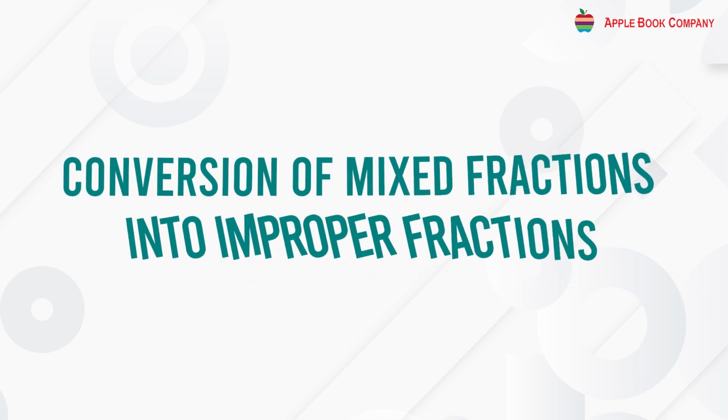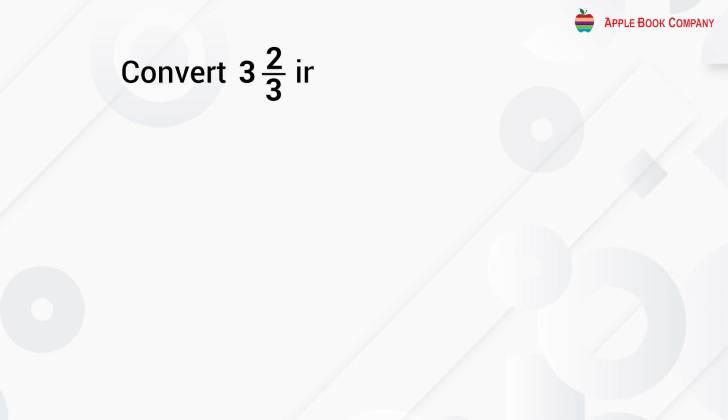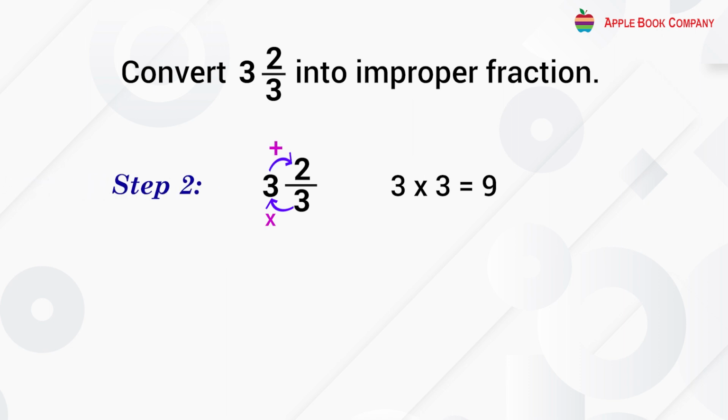Now let's see how to convert mixed fractions into improper fractions. Convert 3 2 by 3 into an improper fraction. Step 1. Multiply the whole number 3 by the denominator of 2 by 3. That is 3 into 3 equals 9. Step 2. Add this product to the numerator of the proper fraction. That is 9 plus 2 is equal to 11. Now 11 is the numerator of the improper fraction. Step 3. Write a fraction with the new numerator over the denominator. That is 3 2 by 3 is equal to 11 by 3.